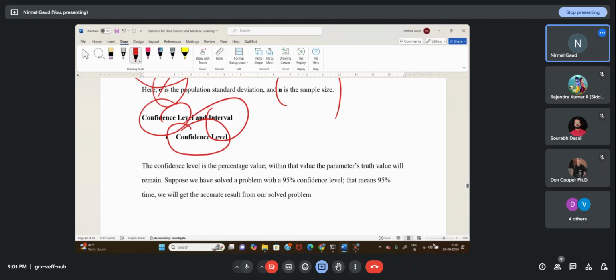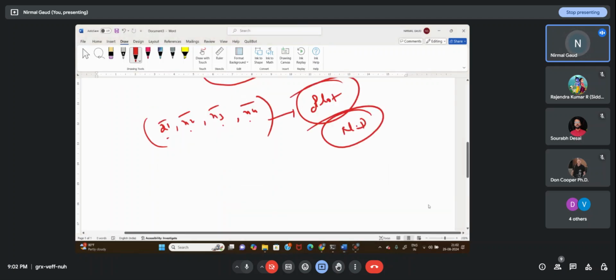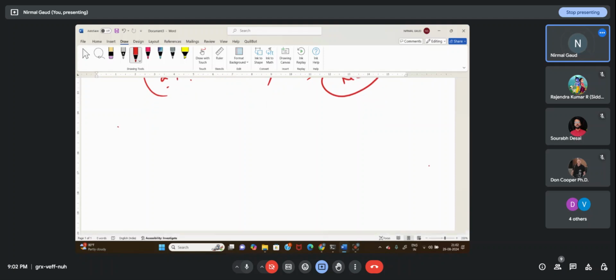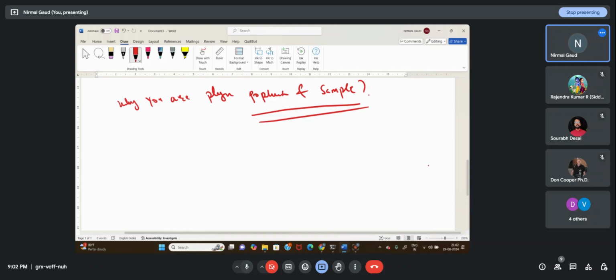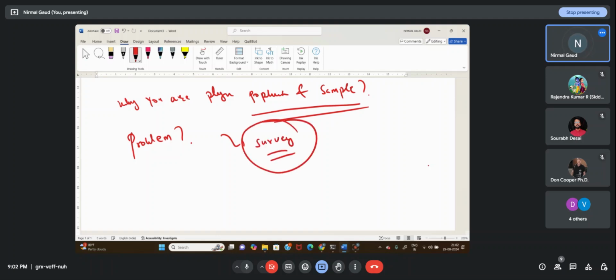You have to understand why you are playing this game with population and sample. Why? See, you have a problem statement. That can be a financial problem, that can be a survey problem. Let us pick up a survey problem. It's easy. If it is a survey problem, then population will come into it.